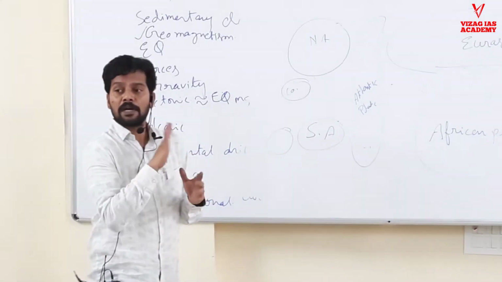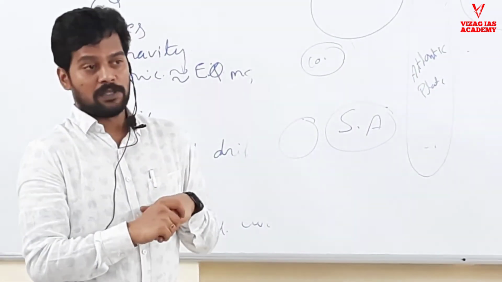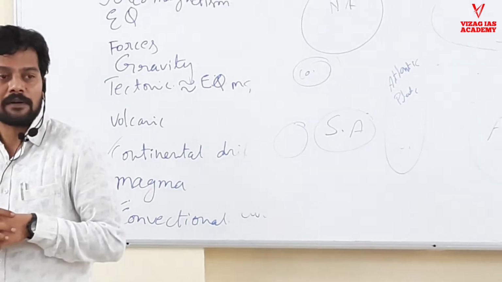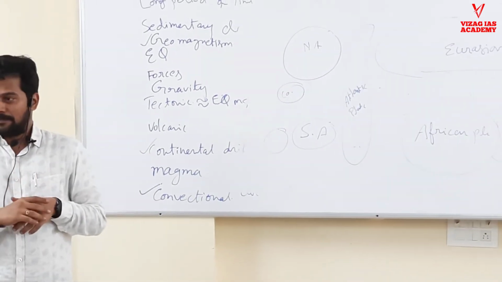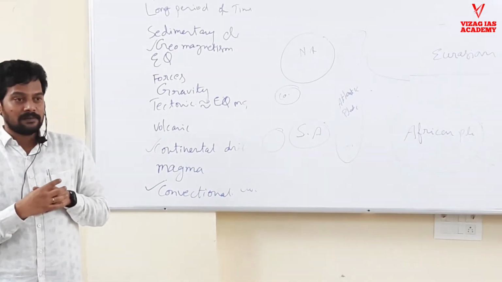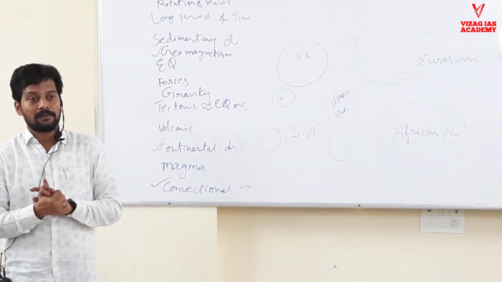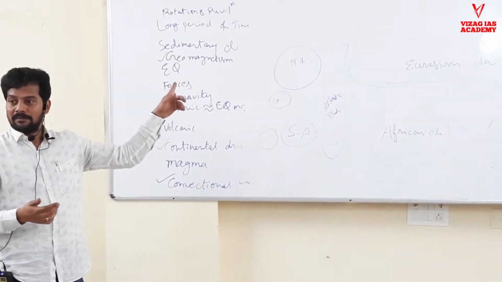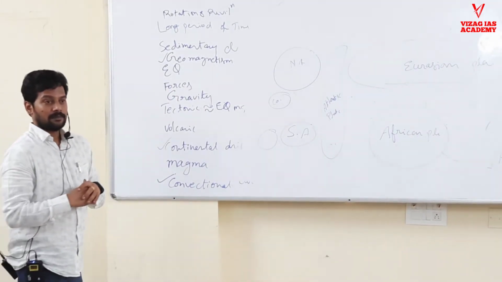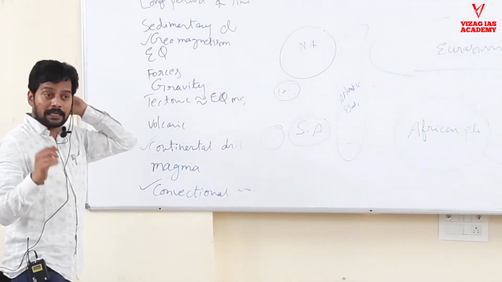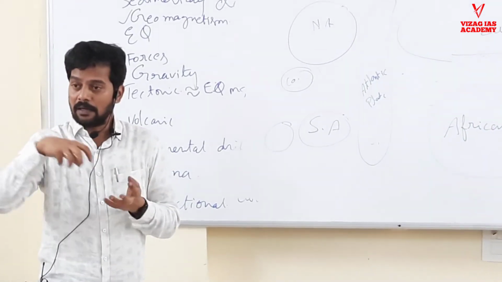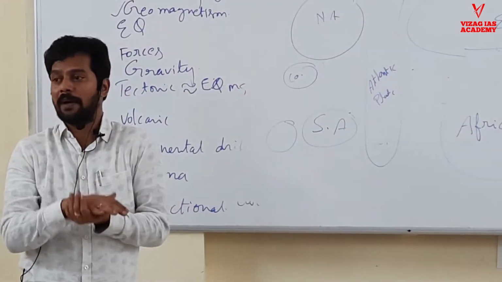Okay. Below lithosphere, what is there? Asthenosphere. How is asthenosphere? Plastic, and viscous, denser than the lithosphere. Not denser than the mantle. Asthenosphere is on top of the mantle.